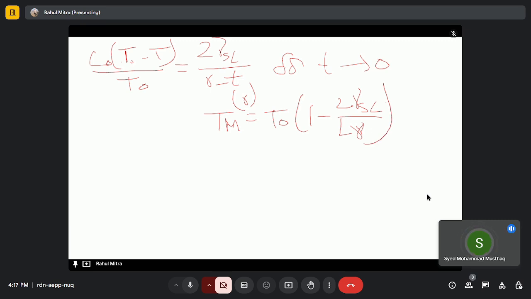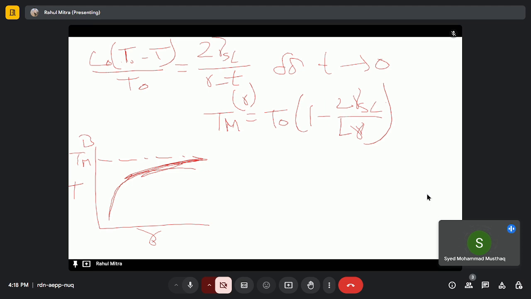So the melting temperature for a spherical nanoparticle decreases with decreasing particle size. So it should look like temperature versus particle size will look like this. So this is my actual bulk melting temperature. It will approach like this.